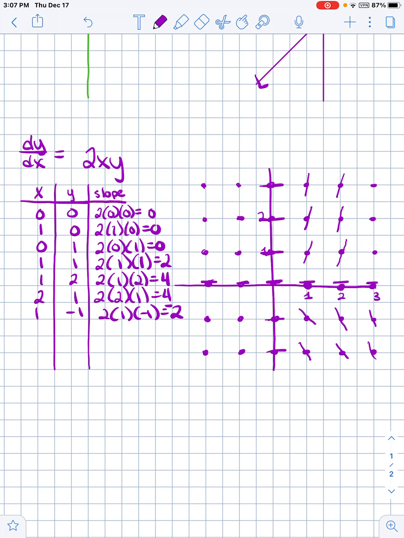Actually, maybe let me put another one on the other side. So if I do the point (-1, 1), also -2. These are all negative. Now back down in the third quadrant, both values are negative. So if I have the point (-1, -1), 2 times -1 times -1, that's +2. So the slopes are positive again.